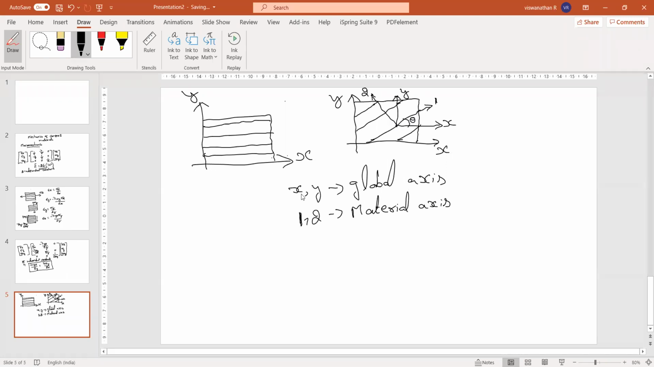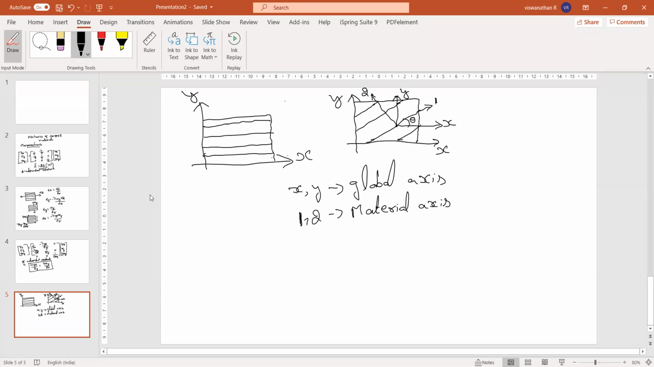Now, do we need to have a relation between x, y, and 1 and 2? Do you think it will be useful? Yes, sir. For what purposes do you think it will be useful? To obtain a relation between the material axis and global axis.